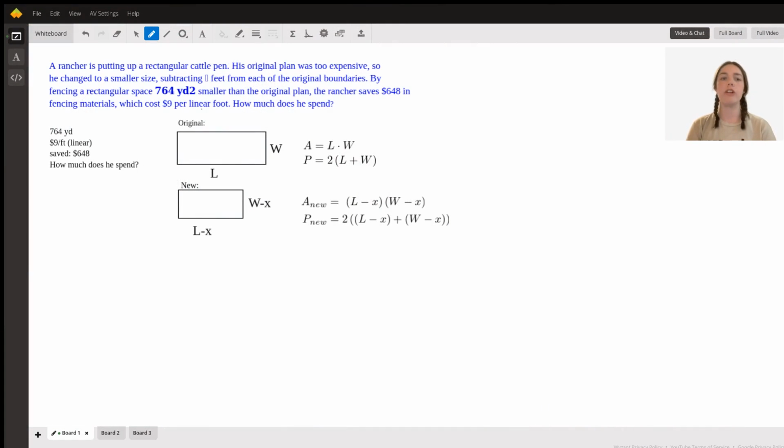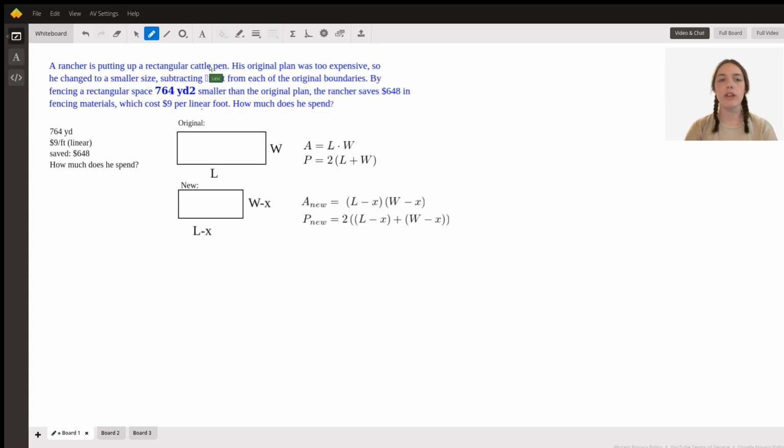Problem. We have a rancher that is trying to put up a rectangular cattle pen, and his original plan was too expensive, so he's going to take that original plan and make it smaller in order to save money. And so we're wanting to know how much money does he spend on his new cattle pen.